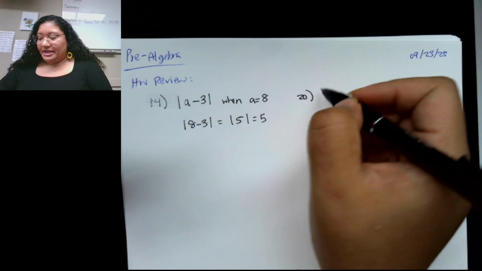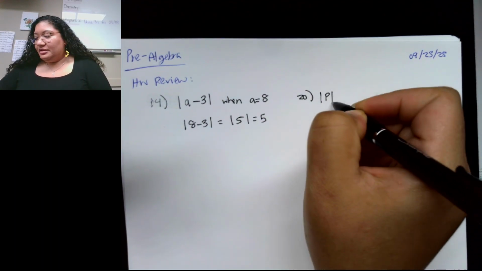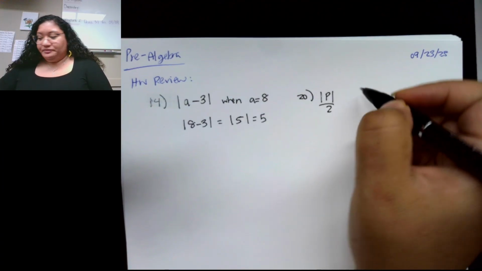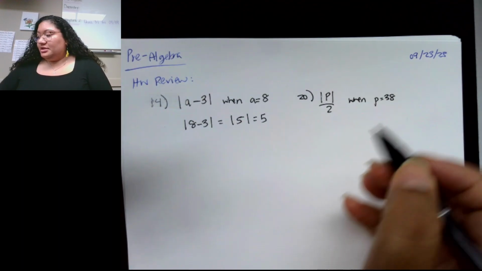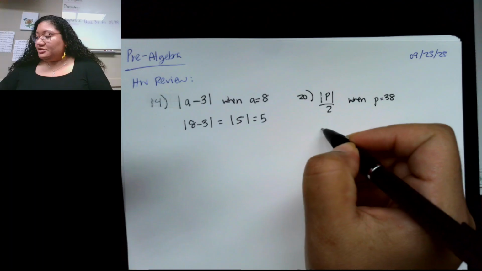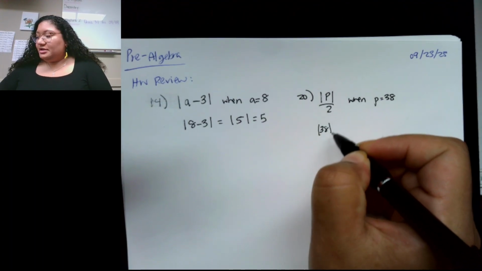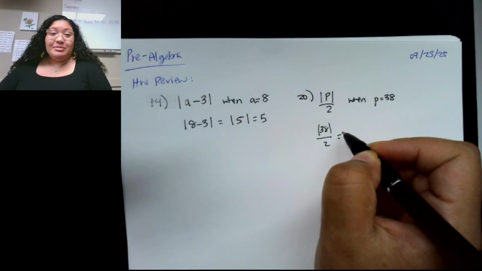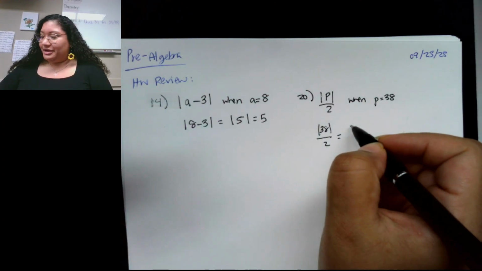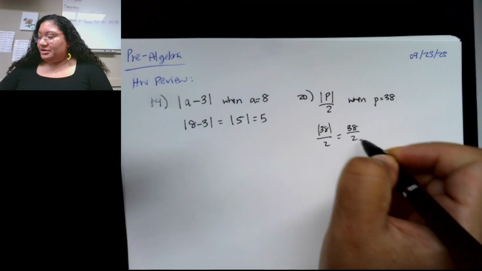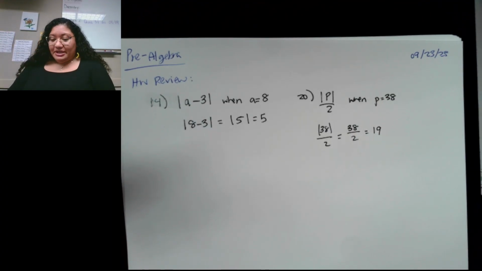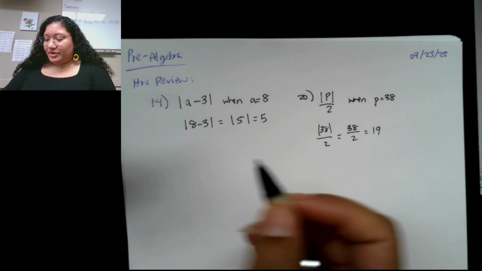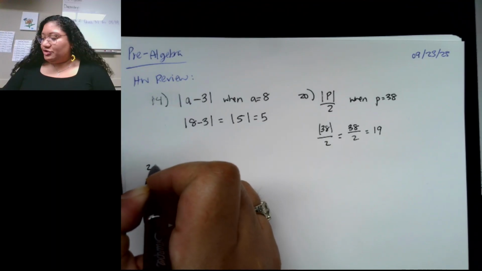Let us try also number 20. So number 20, I gave you guys the absolute value of p over 2 when p equals 38. Again, I substitute inside, so it's 38 over 2. Absolute value of 38 is 38. 38 divided by 2 equals 19. So those should have been fairly easy for you all, I thoroughly believe. I imagine we started to struggle with number 28.